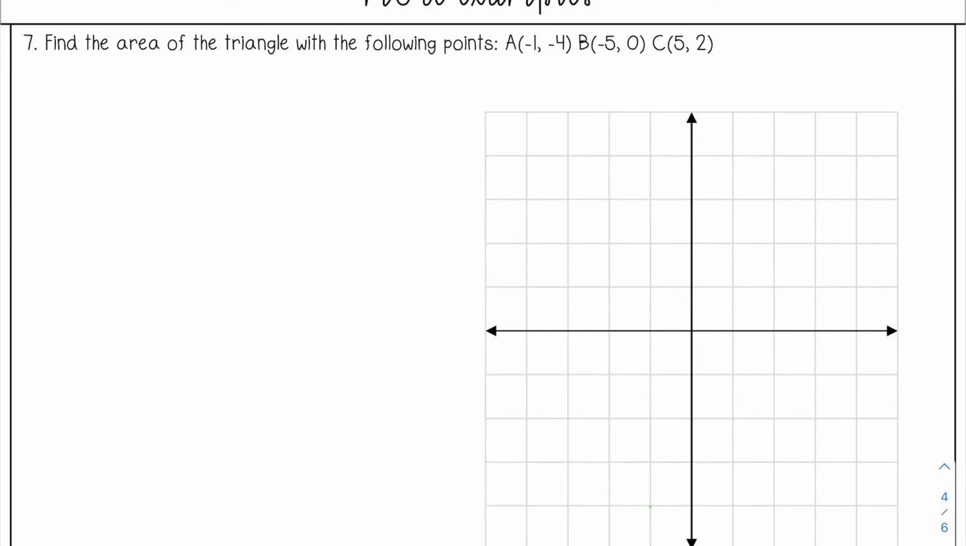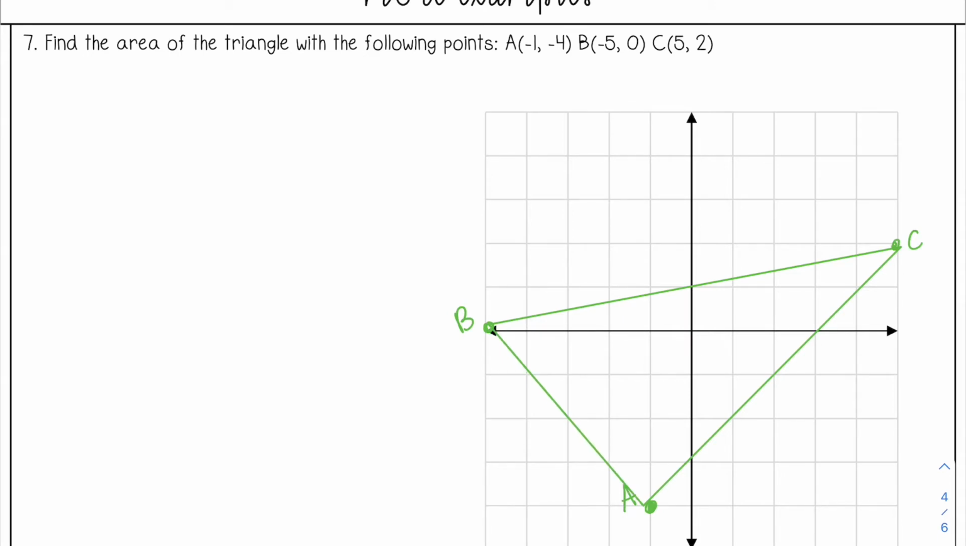All right, so A is at -1, -4. B is at -5, 0. C is at 5, 2. And we are going to connect those and create a triangle.